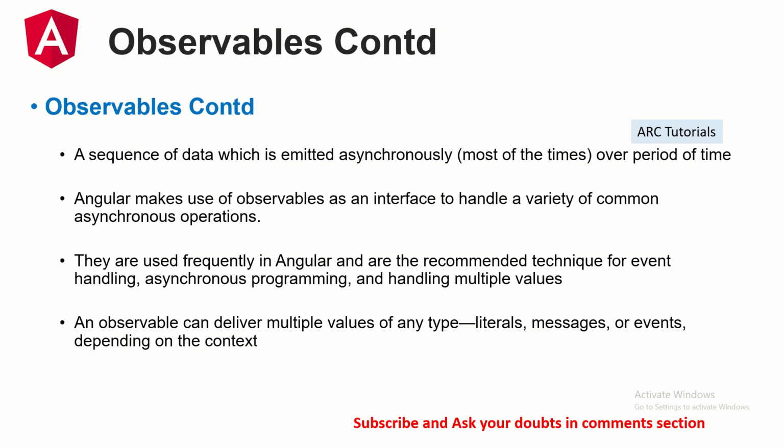Angular makes use of observables as an interface to handle a variety of common async operations. They are used frequently in Angular and are the recommended technique for event handling, async programming, and handling multiple values. An observable can deliver multiple values of any type, like literals, messages, events, etc.